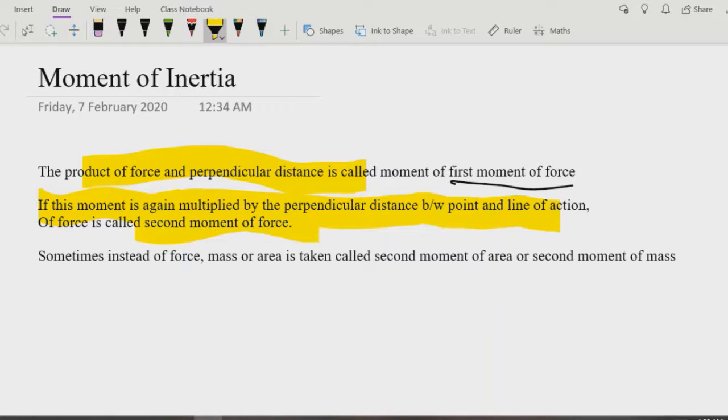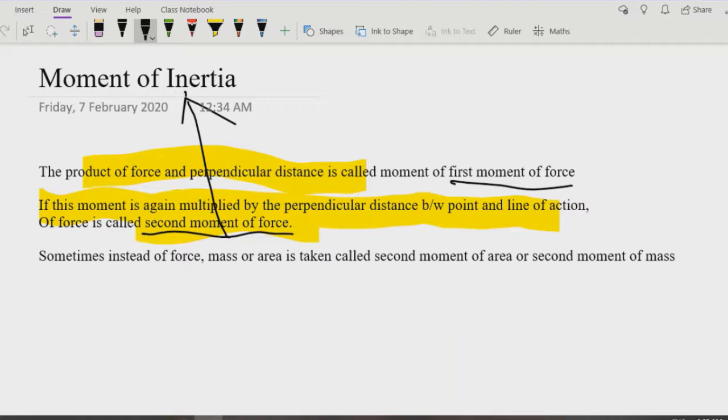Now this second moment of force, I will underline it, the second moment of force is called moment of inertia. So this is completely mathematical. For its more practical purposes, on which factors it depends and what sort of importance it has with respect to civil structures, with respect to stresses, bending, etc.